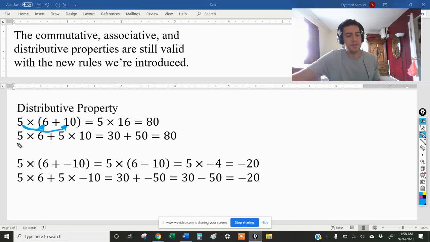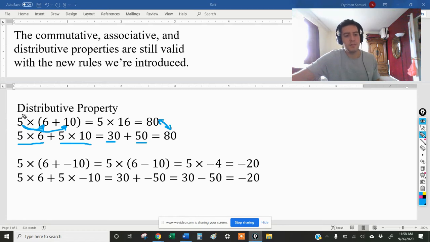So 5 times 6 is 30, which I wrote over here. 5 times 10 is 50. So this would be 30 plus 50. Okay, the 30 there, the 50 here. So this is 30 plus 50, which is also equal to 80. So you can see I got the same answer both times.